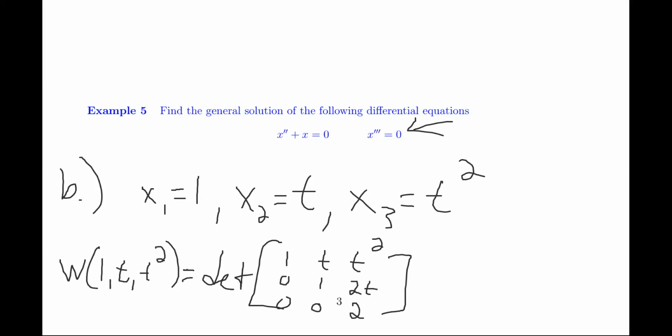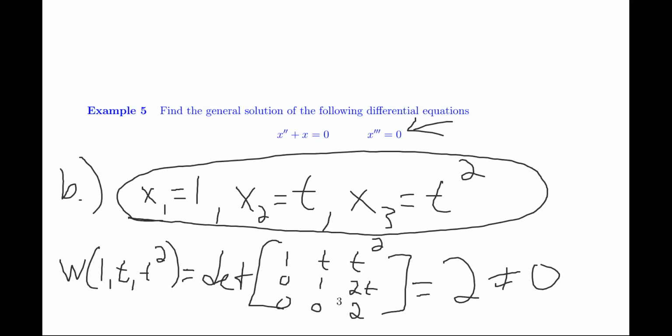And we find a determinant of this. You can find a determinant of that as normal. Or if you've taken linear algebra, you can recognize that in an upper triangular matrix, the determinant is just the product of everything along the diagonal. So this is 2. So our determinant is 2 here, which is non-zero. This tells us that these three functions form a fundamental set.